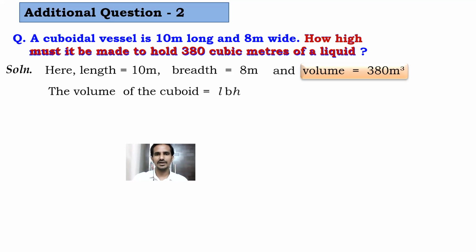The volume of a cuboid is length into breadth into height, but we already know the volume, so we just substitute: 380 is equal to L into B into H. Come on, do this calculation, all of you, and tell me the answer. I think five people have already given me the answer. Six.